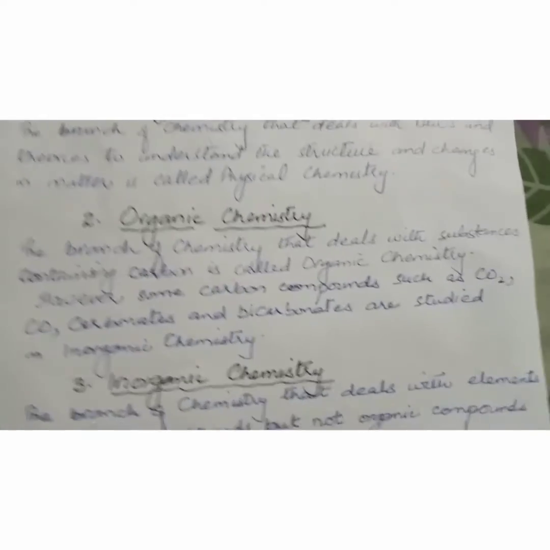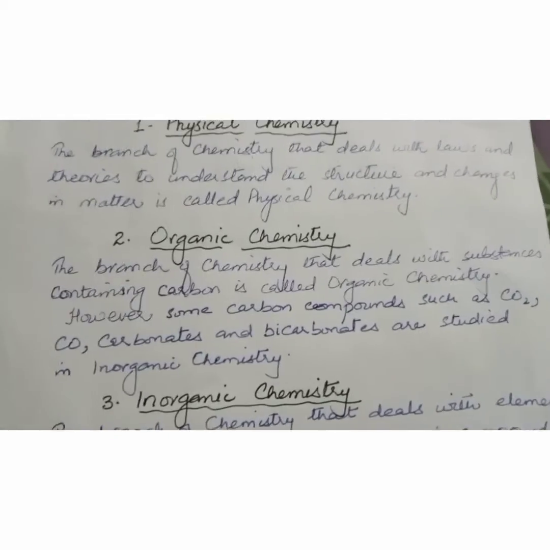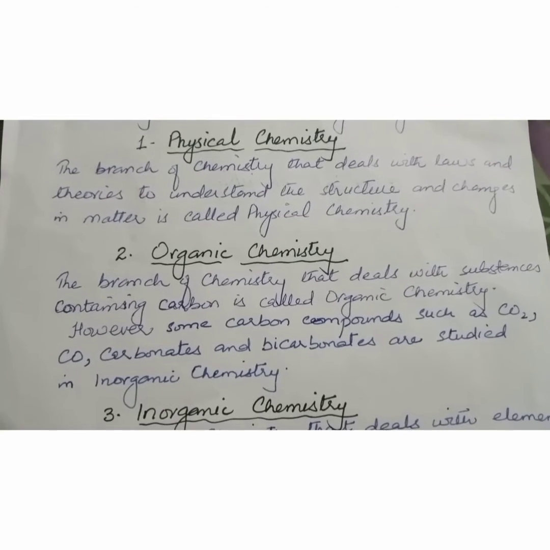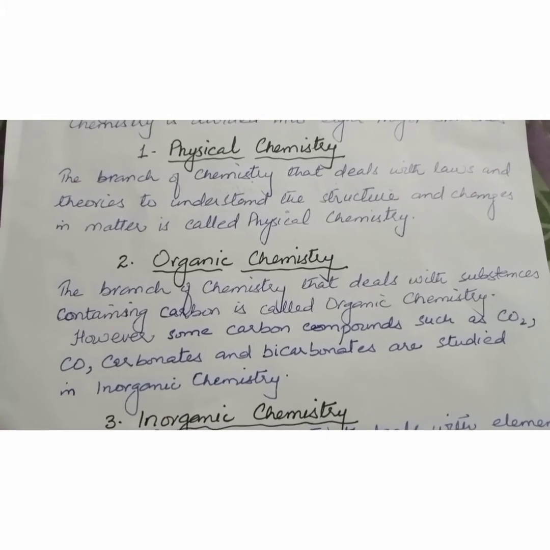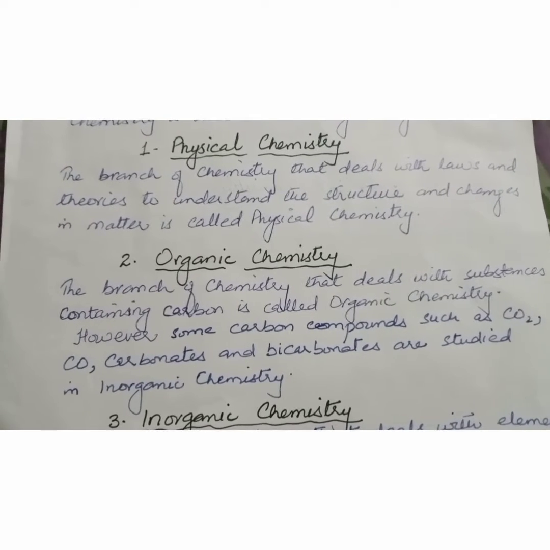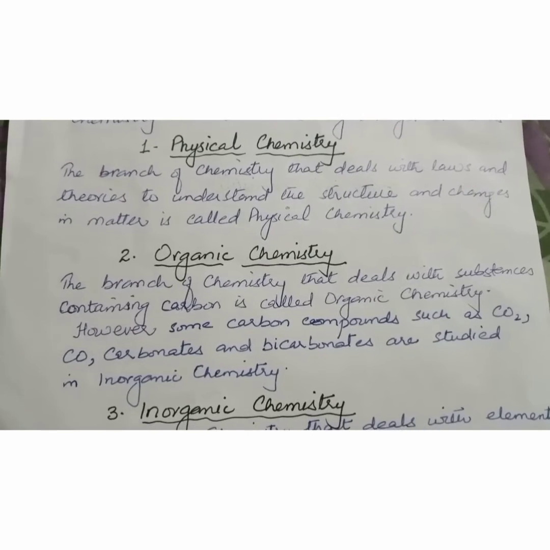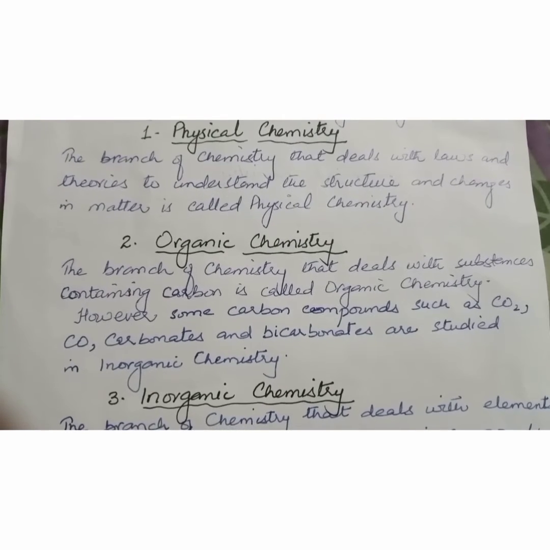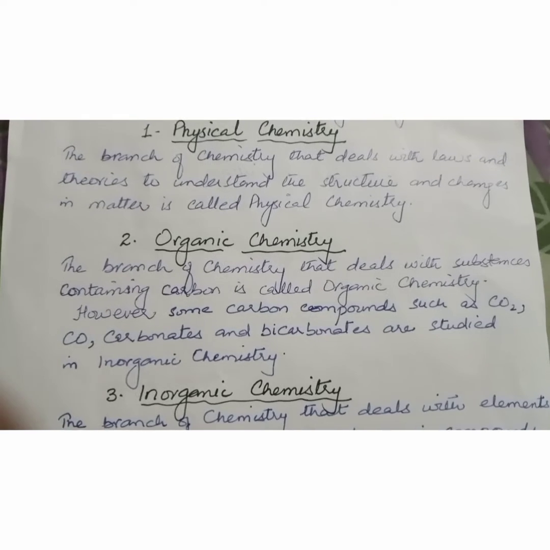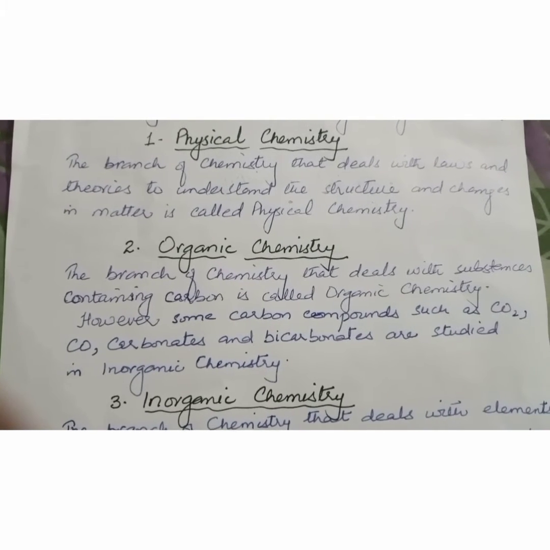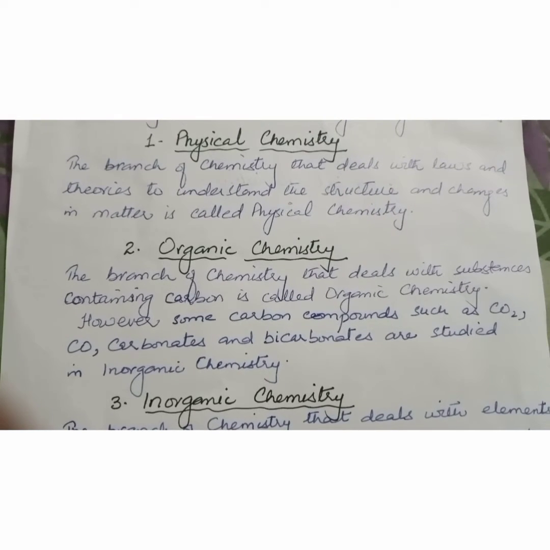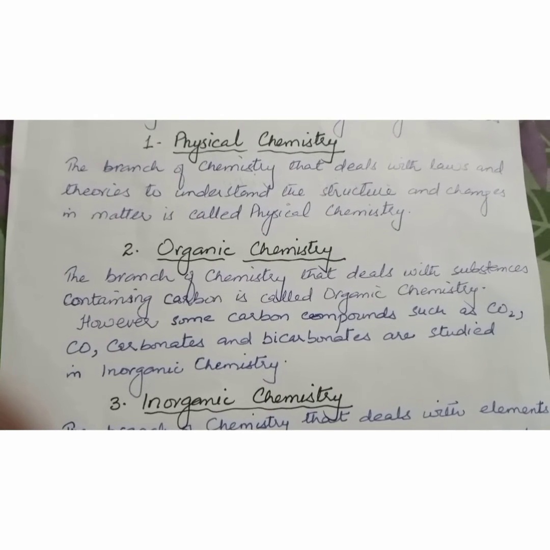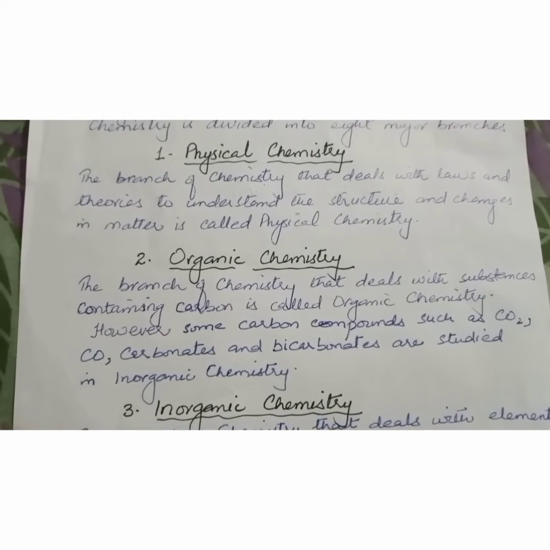Students, now what is theory? Theory is something about which the scientist writes in detail about the topic which he wants to know about. And structure is basically a form of something, and matter is anything that has a mass and occupies a space. So I hope students now physical chemistry is clear to you. What is it? Physical chemistry is a branch of chemistry that deals with the laws and theories to understand the structure and changes in matter.